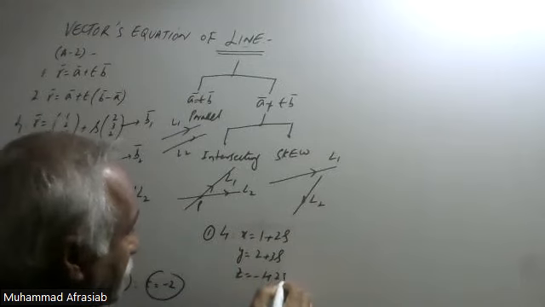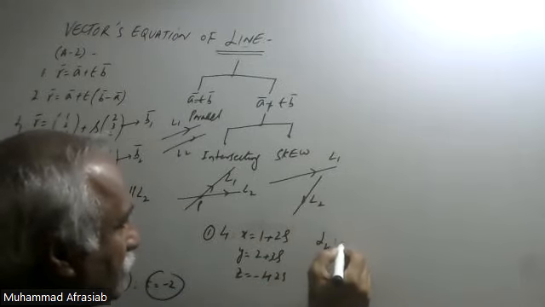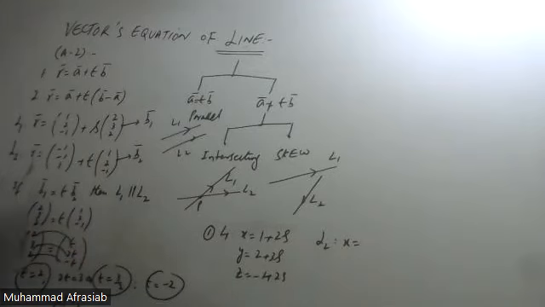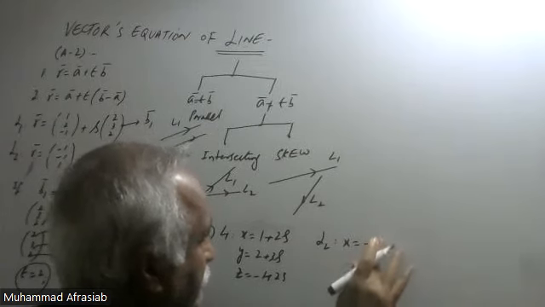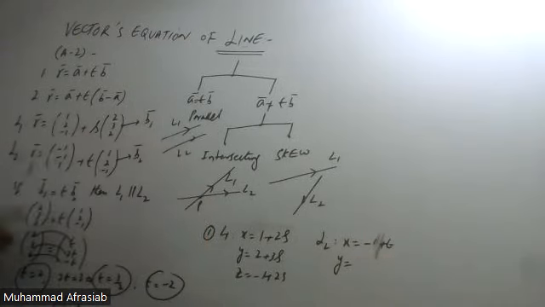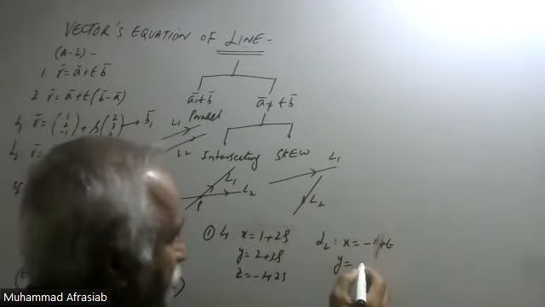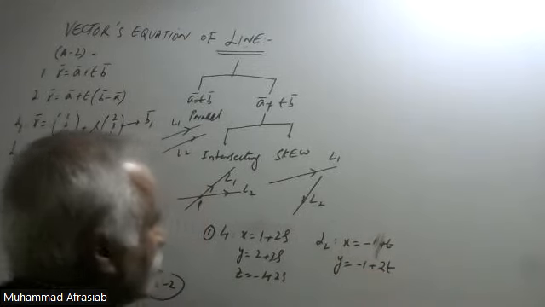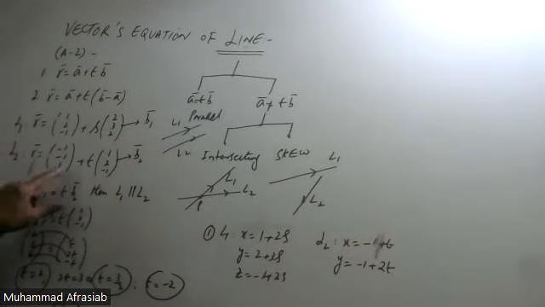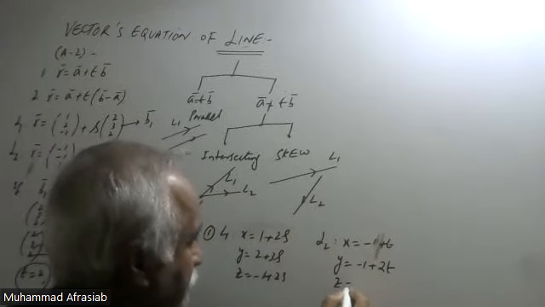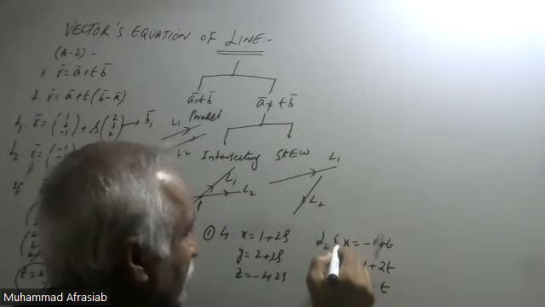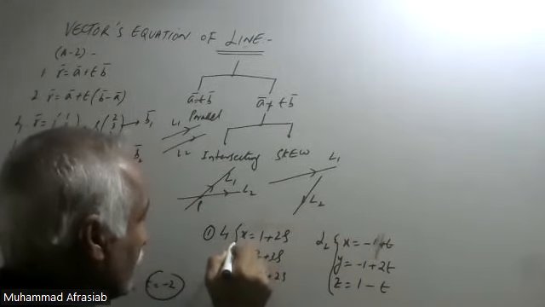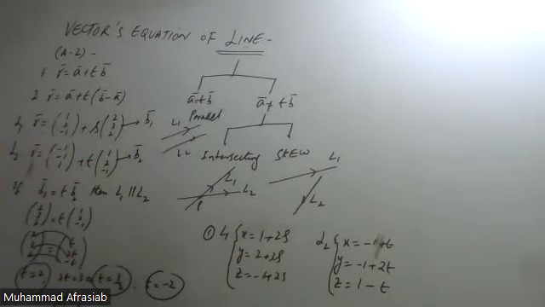For this line L2, the x coordinate is equal to -1 plus t, y is equal to -1 plus 2t, and z is equal to 1 minus t. So these are the parametric forms of these two lines, L1 and L2.